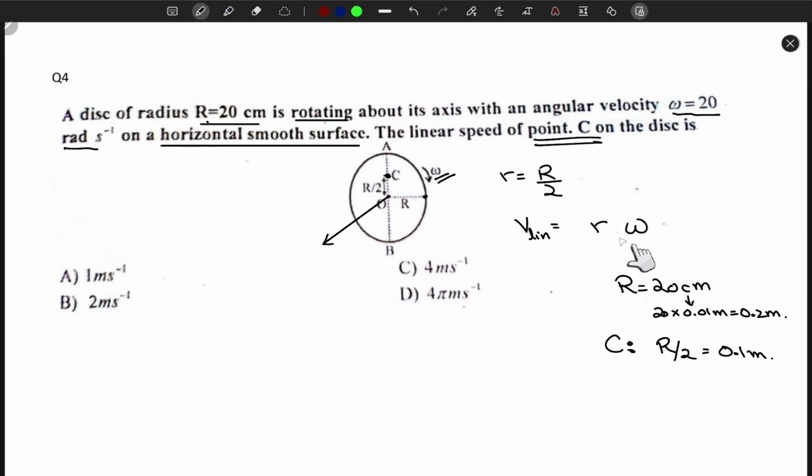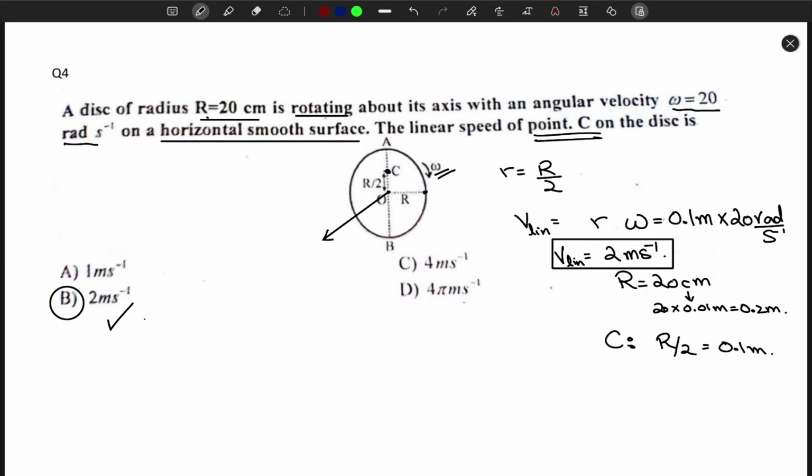So we just put our values in this expression. So we get 0.1 meters times 20 radians per second. So this gives you the linear velocity as 2 meters per second, right? And so hence the correct option is option B, which is 2 meters per second.